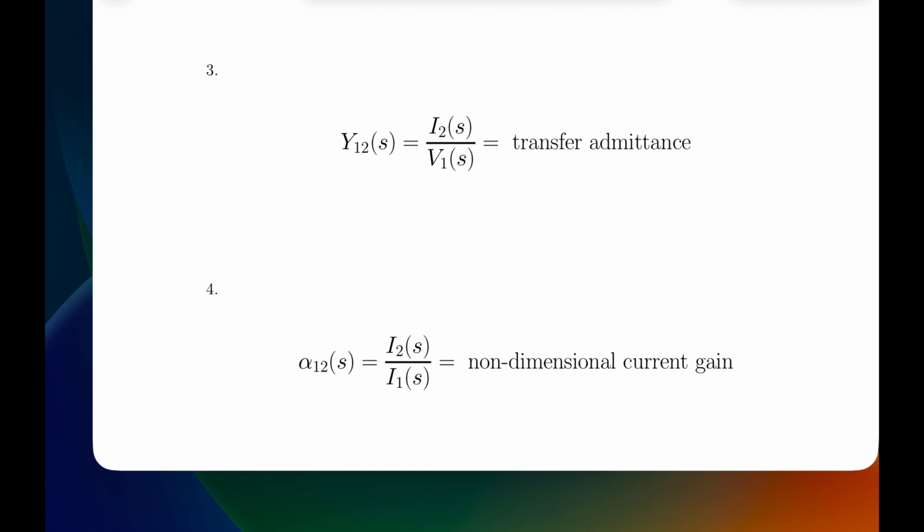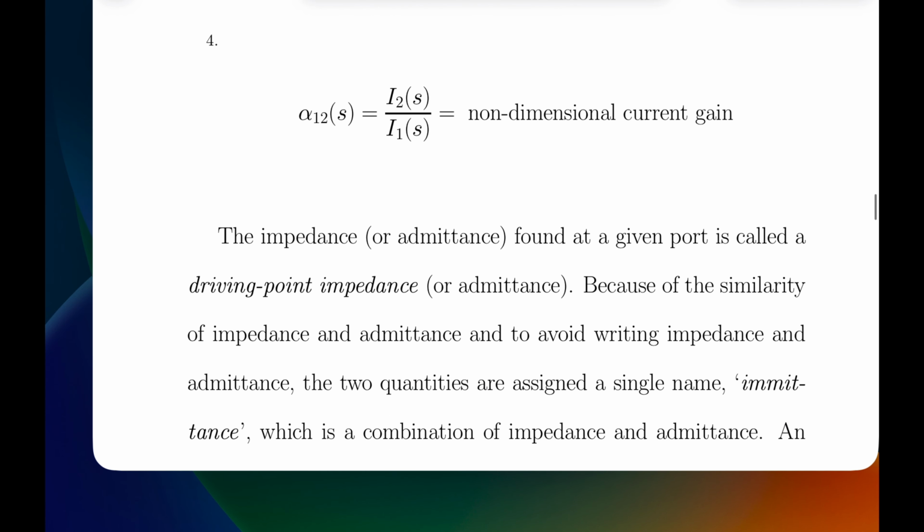And the last is the ratio of the output current upon the input current. Since both the numerator and denominator have the dimension of ampere, this is a non-dimensional current gain. This is denoted by alpha 12(s). Clear? So the impedance or admittance, which is the reciprocal of impedance, found at a given port is called a driving point impedance or admittance.